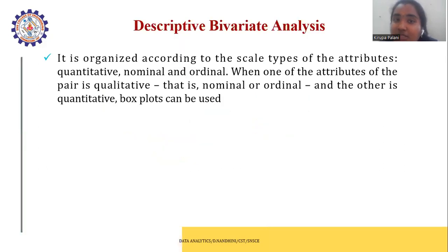The descriptive bivariate analysis is organized according to the scale type of the attributes: quantitative, nominal, and ordinal. When one of the attributes of a pair is nominal or ordinal, and the other is quantitative, box plots can be used.